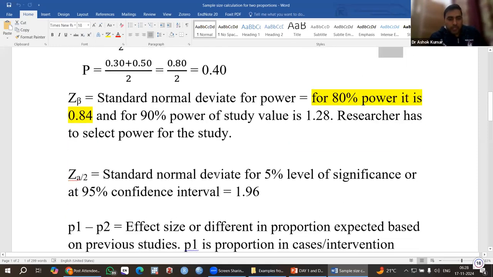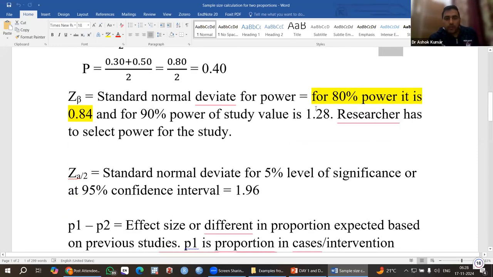Z beta, what is Z beta? We know about Z beta. For 80% power it is 0.84, or for 90% power it is 1.28. So researchers, you have to select the power for the study before calculating sample size, whether 80% or 90%. Then what is Z alpha by 2? It is 1.96.